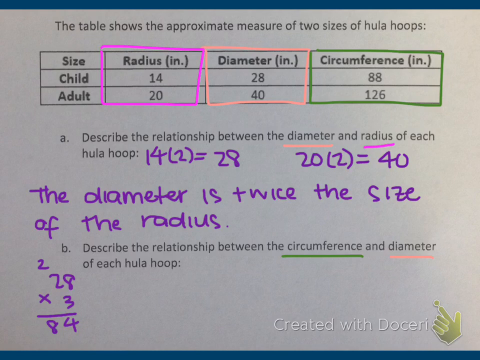Let's look at the adult hula hoop. I have 40 inches for the diameter, and I know that 40 times 2 is 80, so that's not going to get us to the circumference, but again, let's try multiplying by 3. I get 120. So that's really close to the circumference, which is 126 inches. So the circumference is just a little bigger than 3 times the diameter.